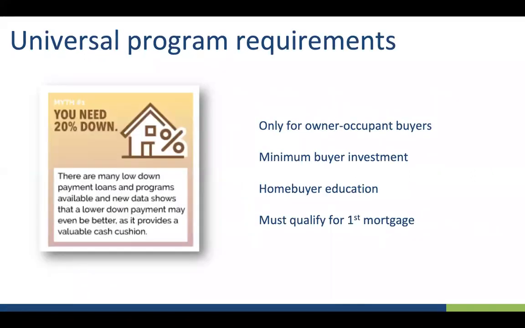So let's look quickly at some universal requirements of these programs, and then we'll break down the DPA versus the affordable mortgage versus the tax credit. So universally, these are not for investment properties. These are not for rental properties. These are not for second homes or vacation homes. These programs are meant to be used with or for the purchase of owner-occupant primary residences. These are also being used by buyers who have to qualify for a first mortgage and typically require some minimum buyer investment. They all, as I just mentioned, also typically require that the buyer go through some sort of homebuyer education course. And again, our tools show you all of this information.